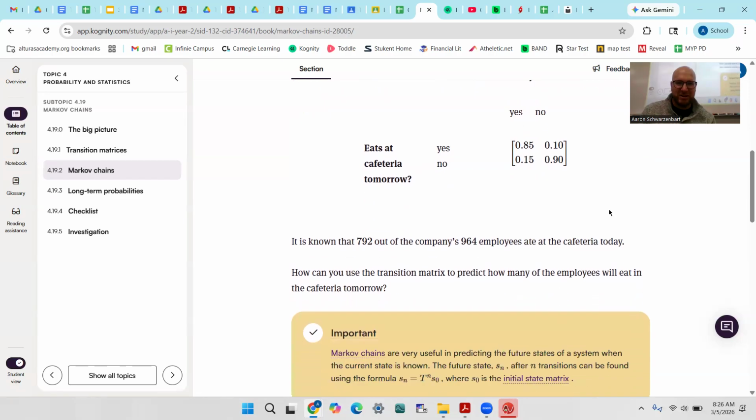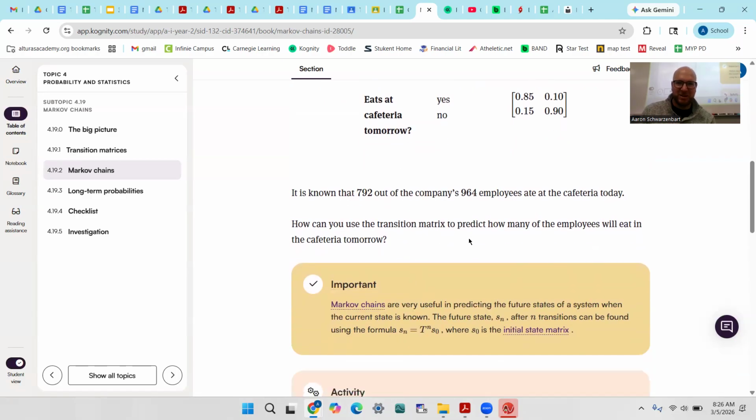It is known that 792 out of the 964 employees ate at the cafeteria. How will you use the transition matrix to predict how many employees will eat at the cafeteria tomorrow? What do you think? How will I use the transition matrix then?